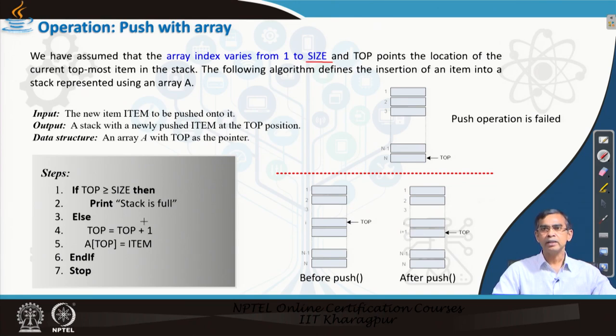Now here is the method for how we can add into the stack. In this case I assume that the index is from 1 to size. So if top is greater than or equal to size, that means it has reached the end, and that is the stack overflow condition. So the stack is full. Otherwise it will just move the top to the next position and add the item into that position, and this completes the push operation. This is basically how an item can be added into the stack.